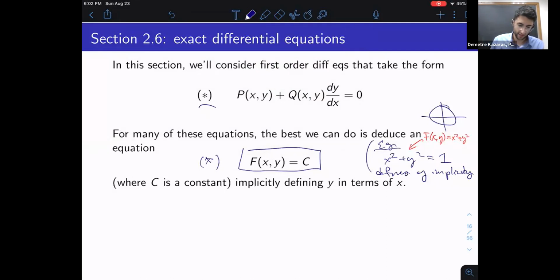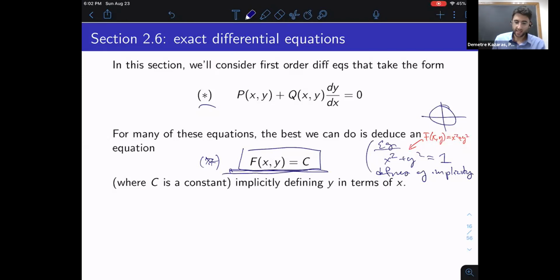I shouldn't label that star. That's like a different thing. So that's our goal, roughly. Instead of directly solving for y, maybe the best we can do is try to come up with a capital F so that we know that capital F is constant. We'll see what I mean by this much more explicitly.